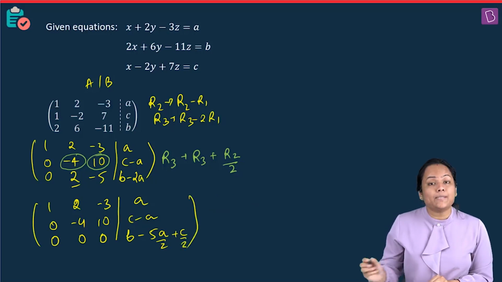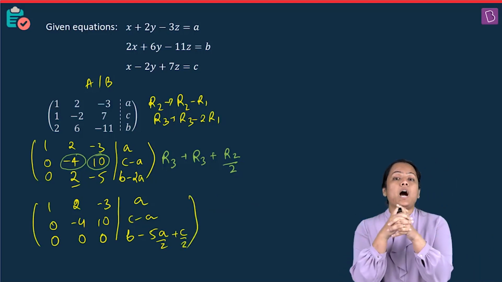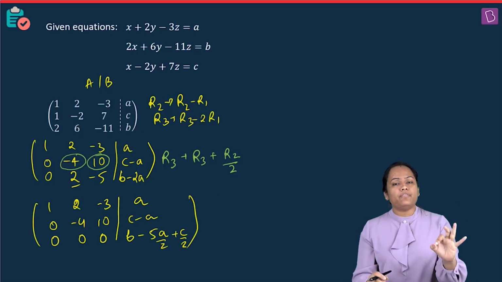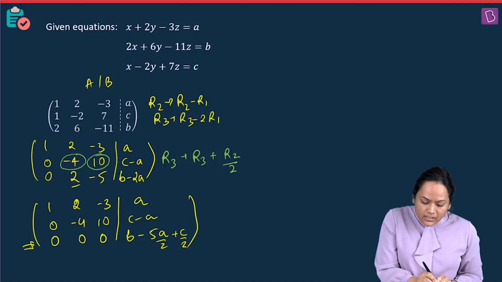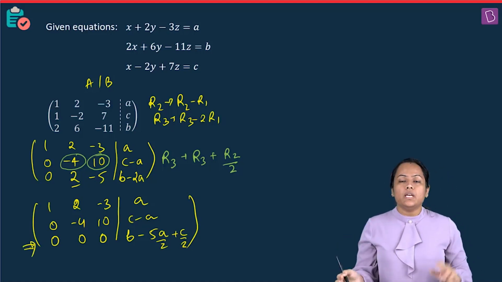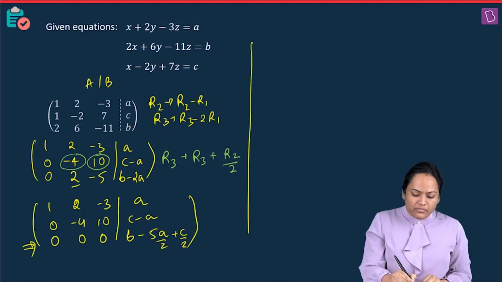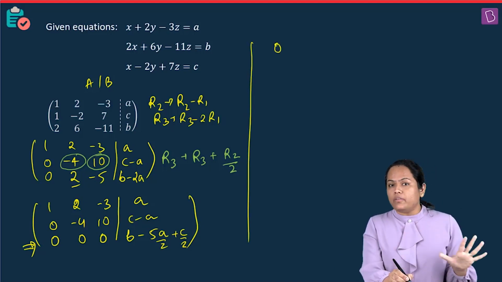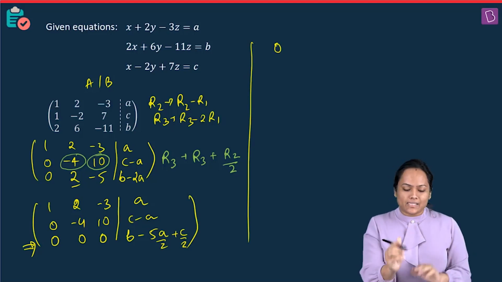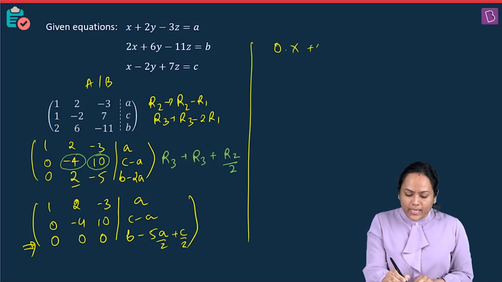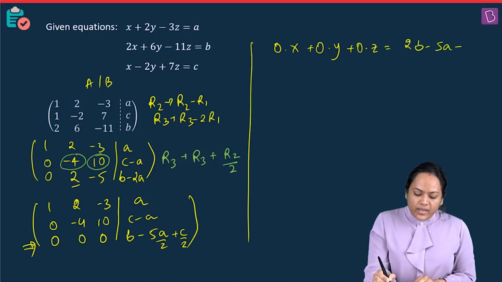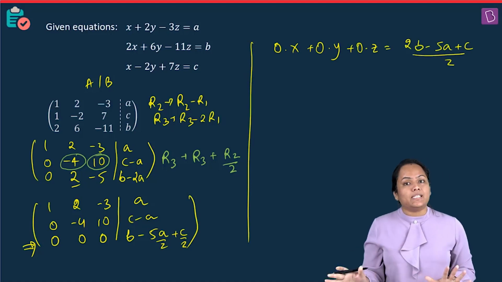Is it clear, guys? Now what? Now how are we going to apply the condition? Well, if you look at the last row, it is converted into a system of equations somewhat like this. Pay attention. I'm getting all the coefficients in my A as 0. So it's going to become 0 into x plus 0 into y plus 0 into z is equal to 2b minus 5a plus c by 2. I have taken the LCM.